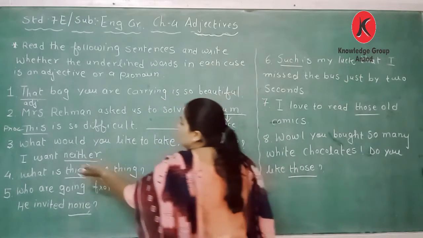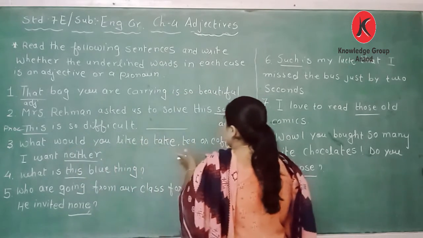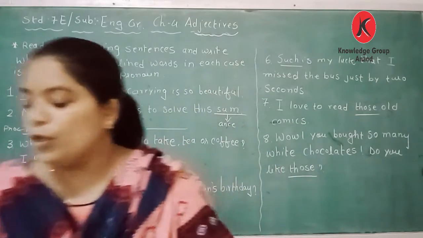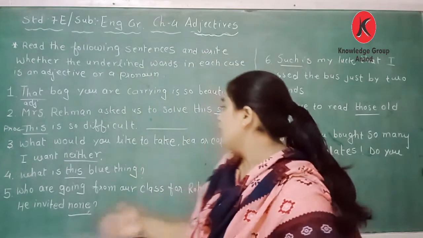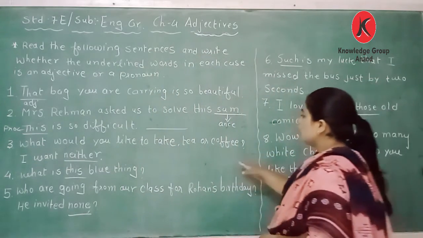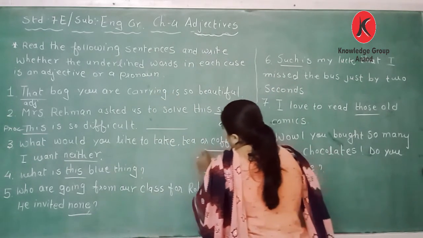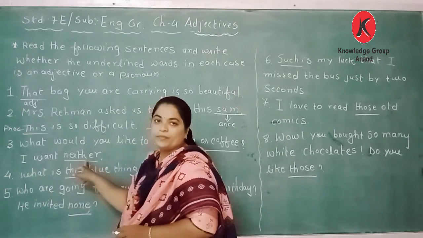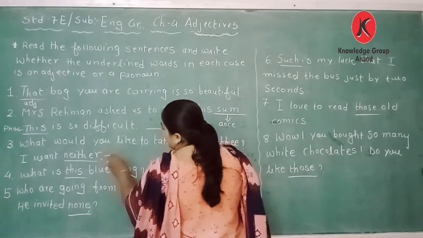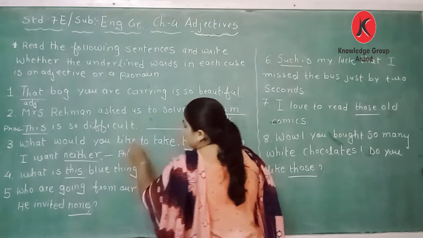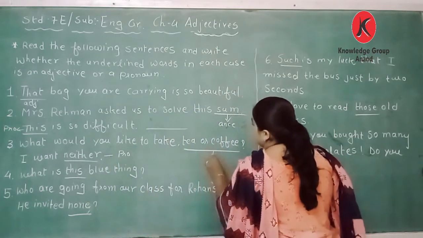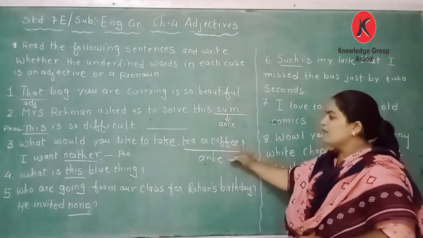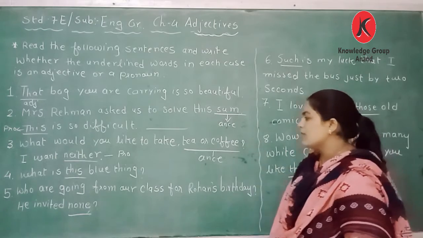Let's go to the third one. What would you like to take? Tea or coffee? I want neither. Instead of tea and coffee, here neither is used. So this neither is a pronoun and tea or coffee is the antecedent here.